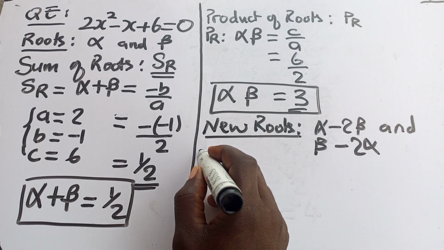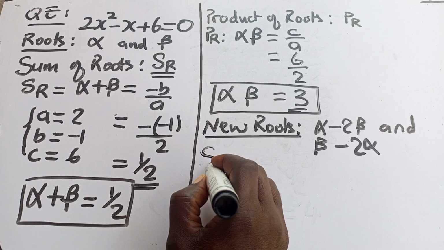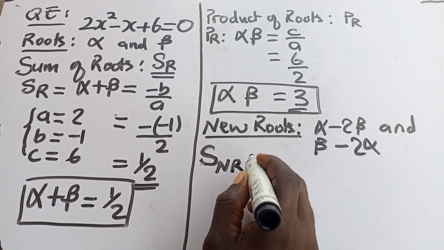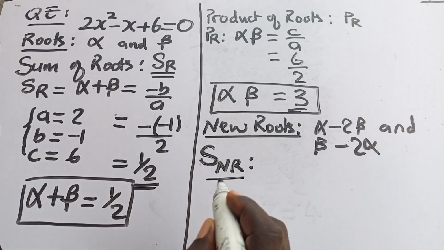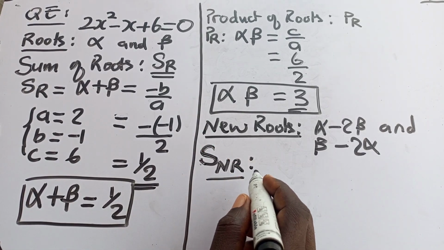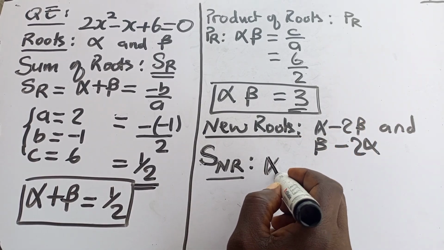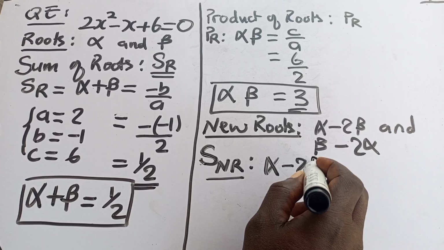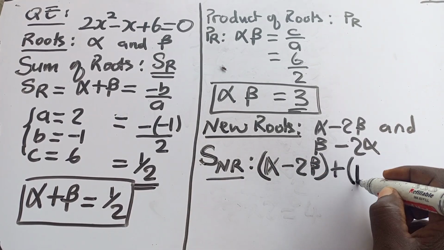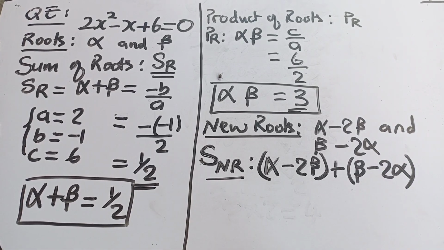Let's start with the sum of the new roots. Let us call the sum of new roots S subscript NR. So it will be this root plus this root. To have alpha minus 2 beta plus beta minus 2 alpha. That is the sum.